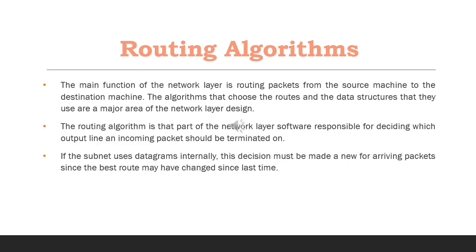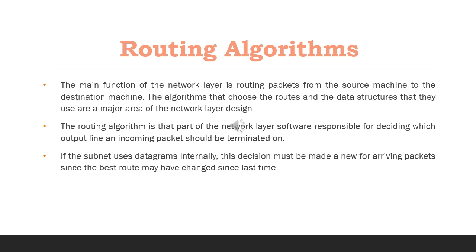The main function of the network layer is routing packets from the source machine to the destination machine. The algorithms that choose the routes and the data structures that they use are a major area of network layer design. The routing algorithm is that part of the network layer software responsible for deciding which output line an incoming packet should be transmitted on.